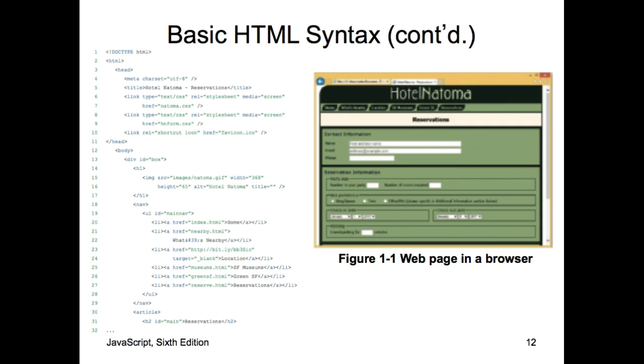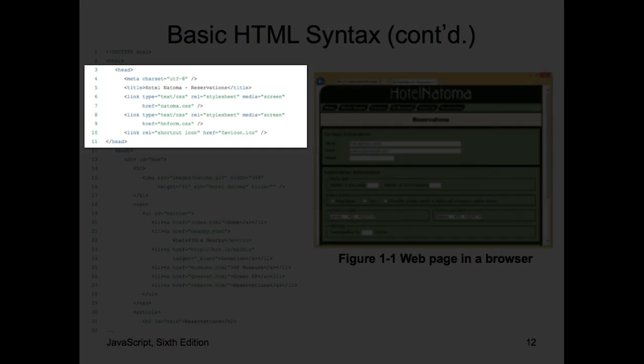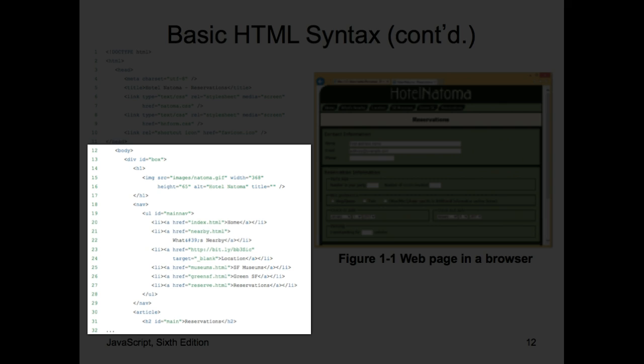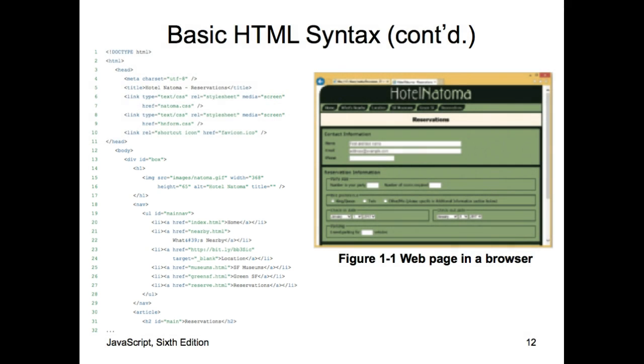HTML attributes are used to provide additional information about many HTML elements. Let's take a look at an example. Here's a more involved HTML file, which can also be found on page 8 of your book. We see the head element in lines 3 through 11 and the body element starting in line 12, but note that the closing body tag is cut off somewhere after line 32.